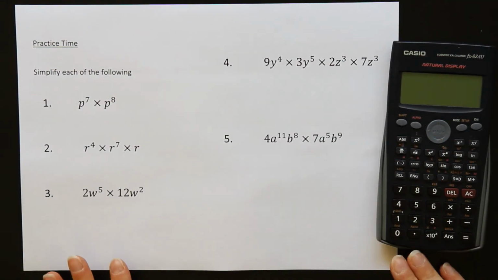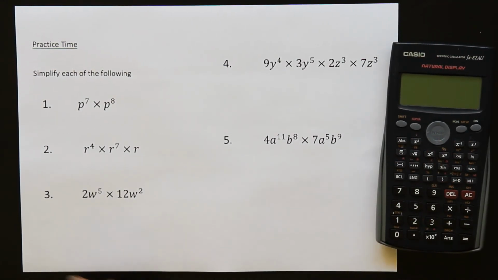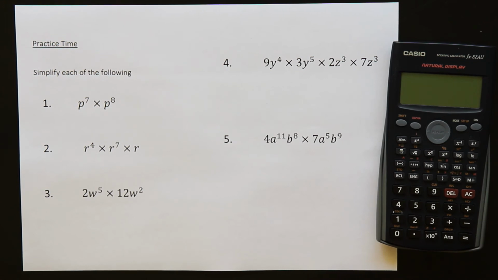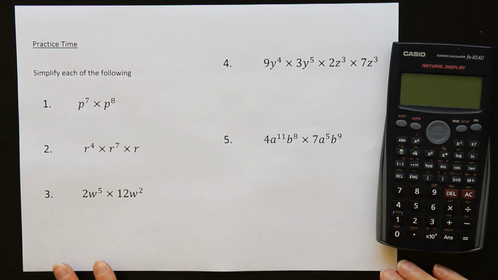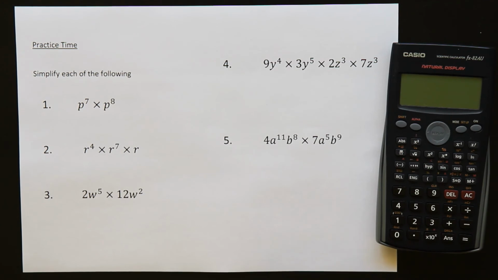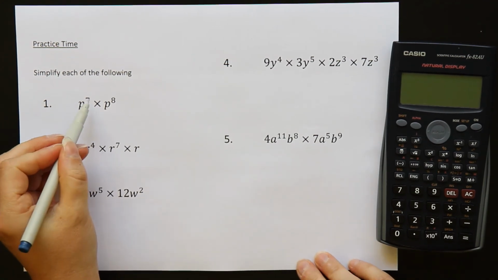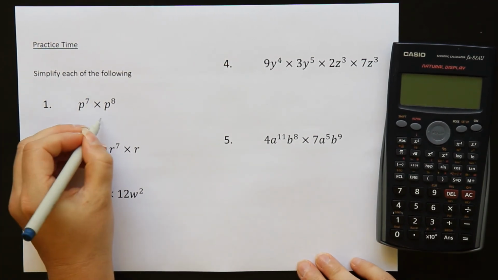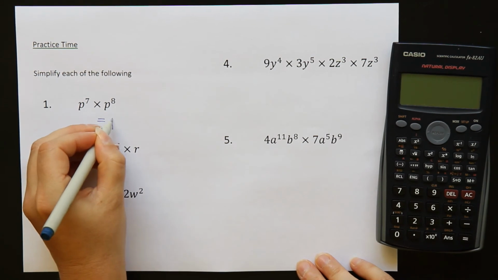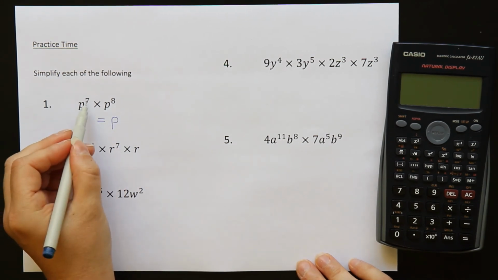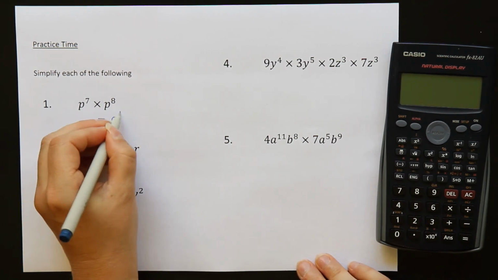On the next page, we have a few questions for you to practice, just like the ones that we just did together. Pause the video and have a try, and then start again to see the answers. Question 1. p to the power of 7 times p to the power of 8. p is the base, and I just have to add the powers. 7 plus 8 is 15.